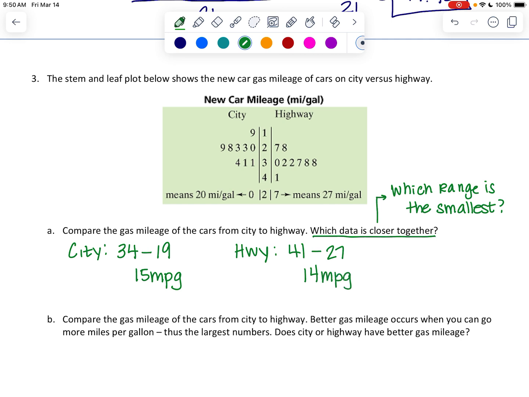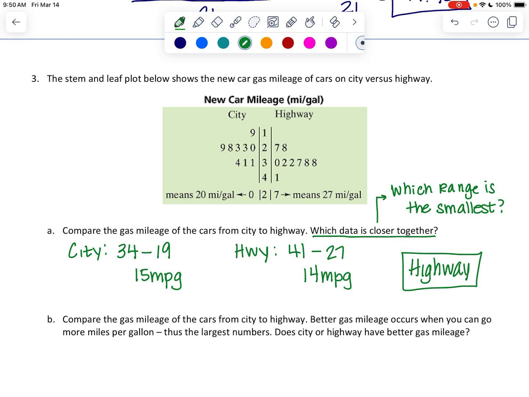So it asks which data is closer together, which range is the smallest, which span is the shortest. The answer is your highway. Okay, it's the highway because it's the smallest range. That means the numbers are the closest together between the two of them.